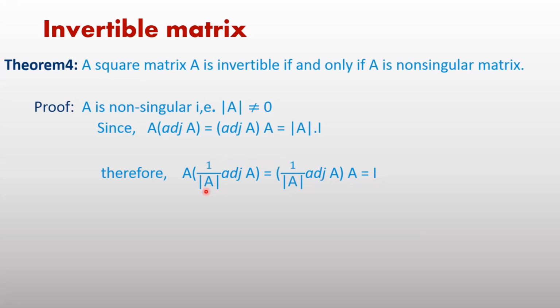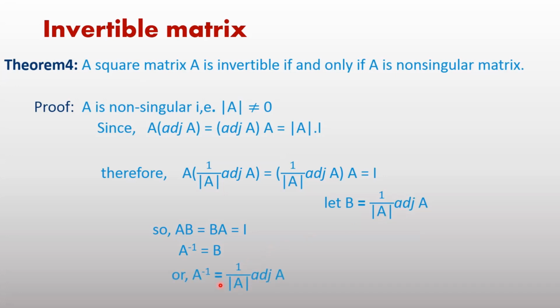If this whole bracket, 1 upon determinant of A into adjoint of A, is considered as B, the result you will get is AB equal to BA equal to I. If AB equal to BA equal to I, then we can say both are inverse of each other, meaning A inverse equal to B and B inverse equal to A. Therefore, we can write A inverse equal to B, and B means 1 upon determinant of A into adjoint of A.